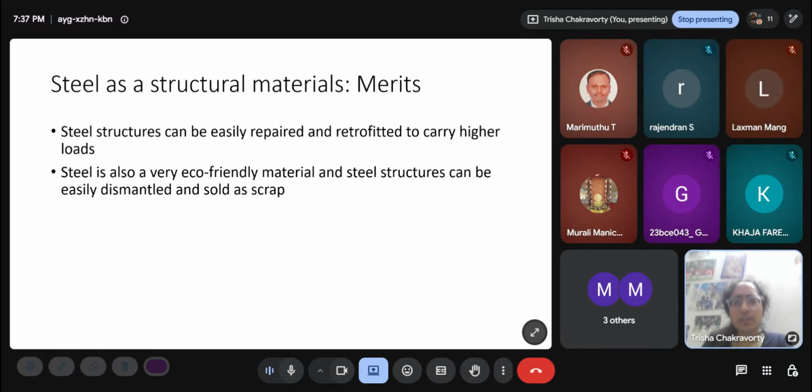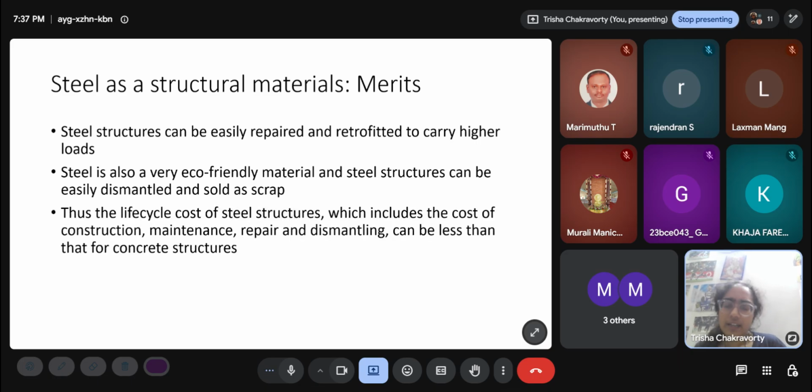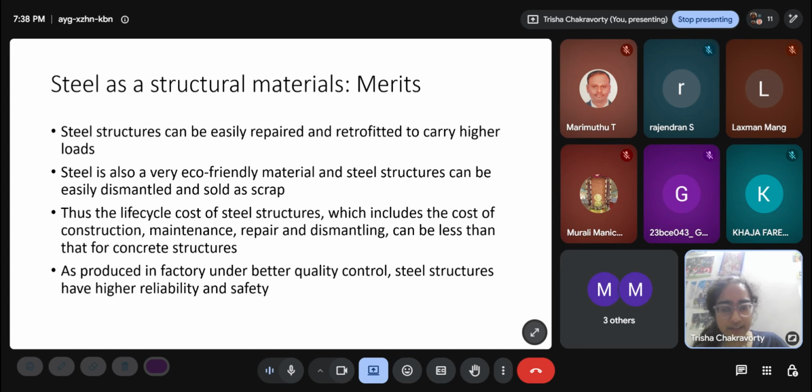Steel is also a very eco-friendly material, and steel structures can be easily dismantled and sold as scrap. The life cycle cost of steel structures, which includes the cost of construction, maintenance, repair, and dismantling, can be less than that for concrete structures, because life cycle cost is not the same as construction cost. Construction cost is usually much less for concrete structures because the material itself is much cheaper. But in some cases, when you consider all the maintenance and health monitoring parts, it might even get cheaper.